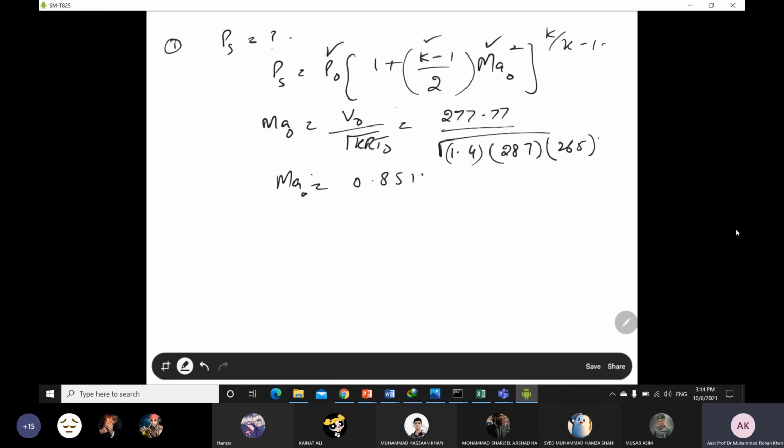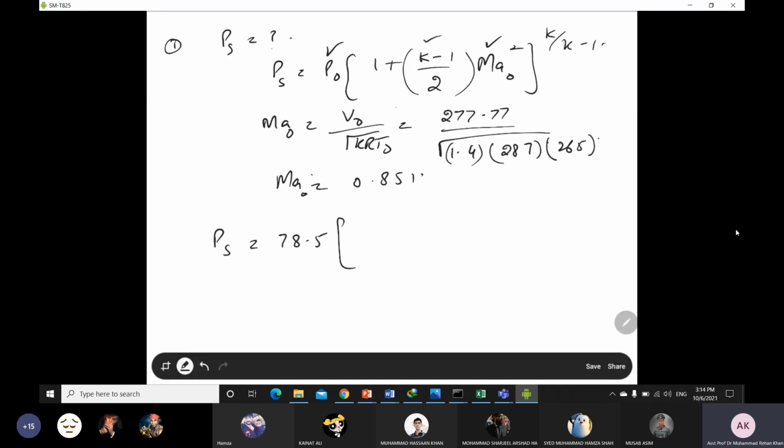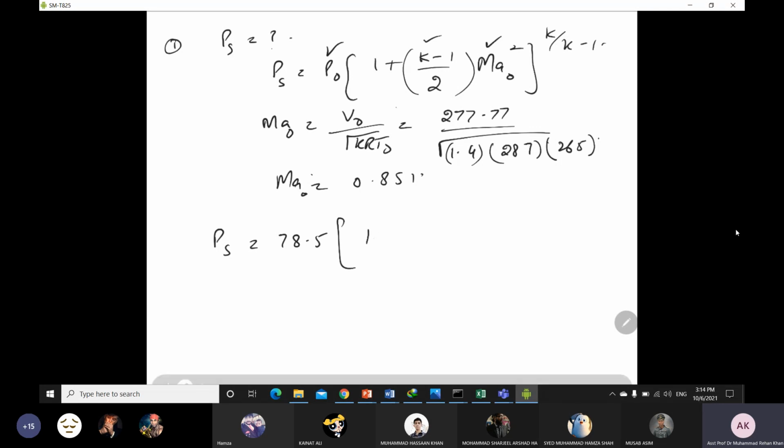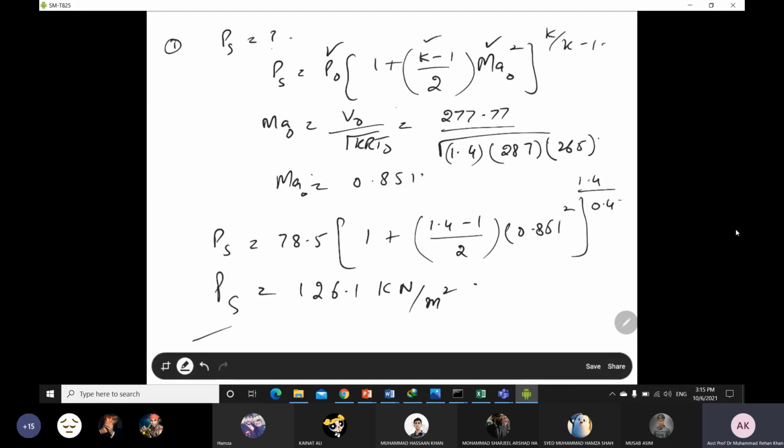Now simply plug the values into the equation and you will get the stagnation pressure. P naught is 78.9 from the problem statement, then 1 plus (1.4 minus 1) divided by 2 times 0.851 square, to the power 1.4 divided by 0.4. If you solve it, you will get 126.1 kilonewton per meter square. This is your stagnation pressure for part A. Note it down, and then we will see how to solve part B.